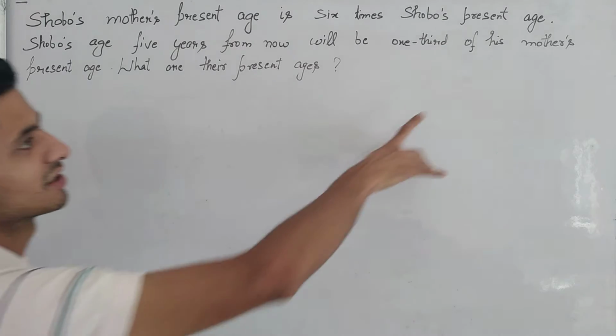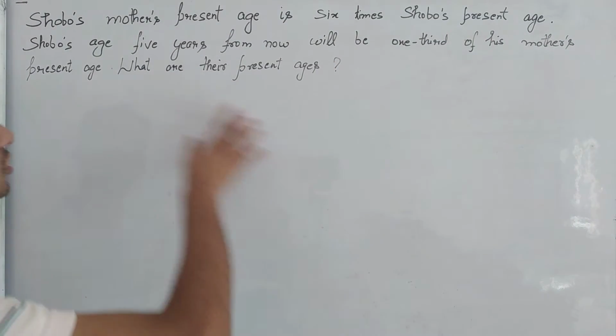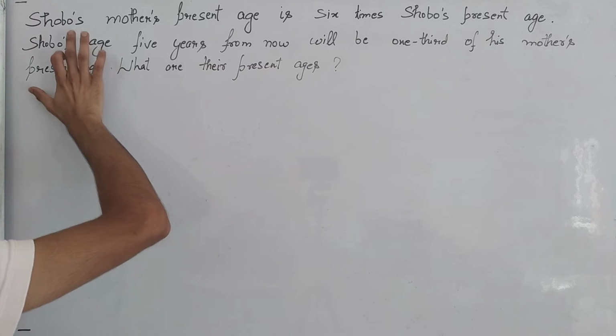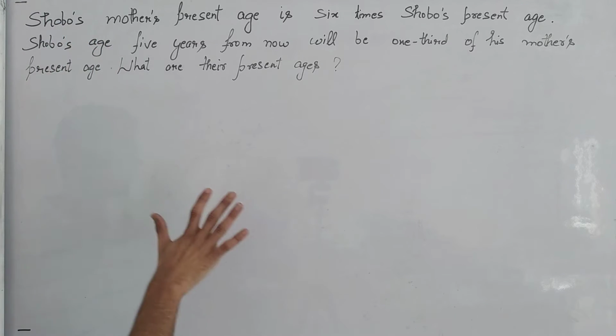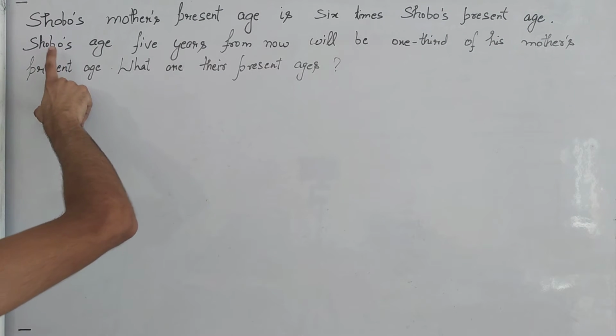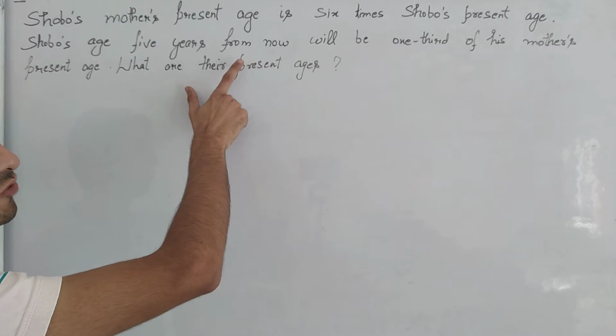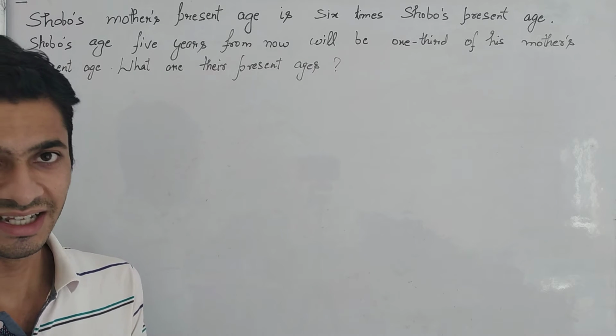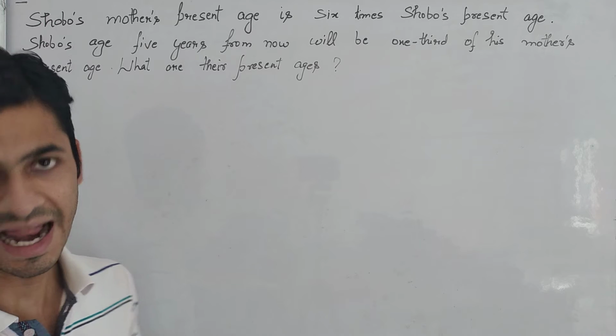We need not think about it, they have written "his". So Shobo is a boy. The name is like that, you cannot predict. They have written his mother's age. So Shobo is a boy, and his age 5 years from now, after 5 years, there is some relation given between the age of Shobo and mother's present age. Some relation between present ages of mother and child.